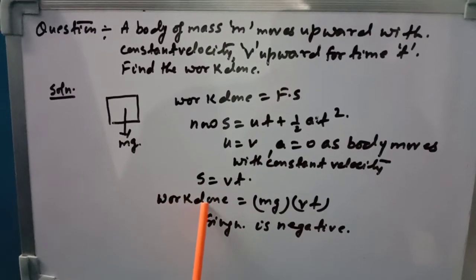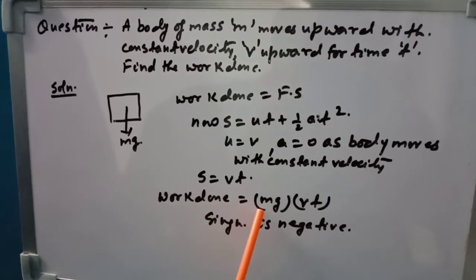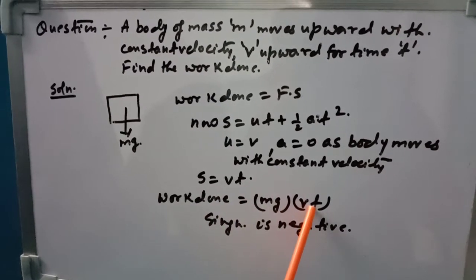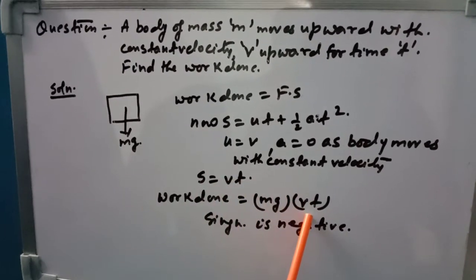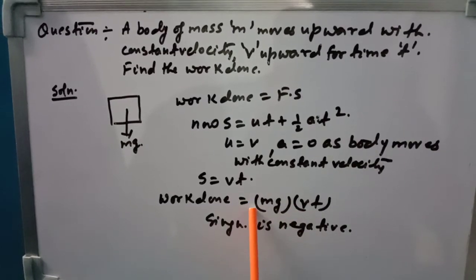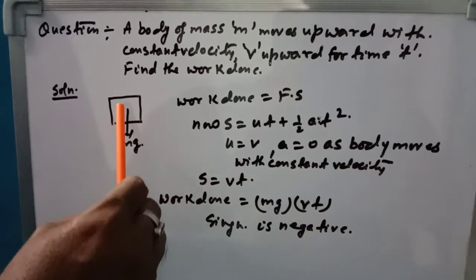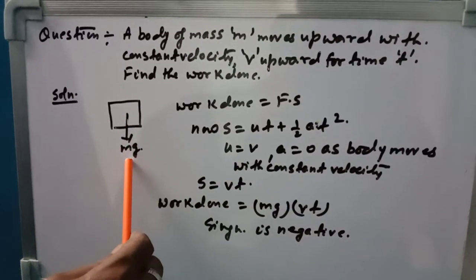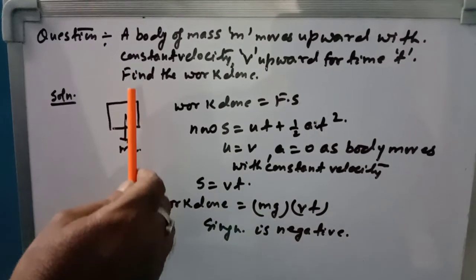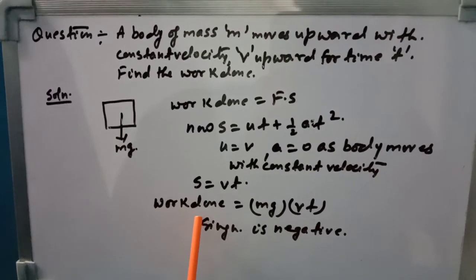Now work done is force into displacement. So here force is mg and displacement we have got Vt. So the work done is mg into Vt. Here sign is negative. Why? Because weight is acting downward and the displacement is upward. So work done is negative.